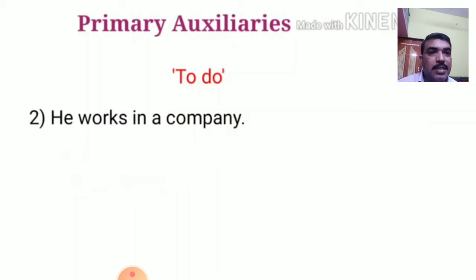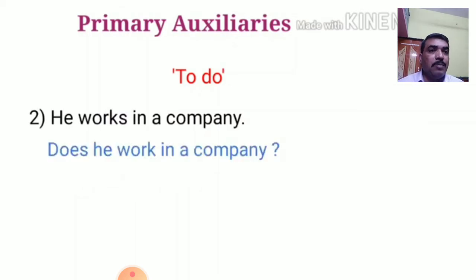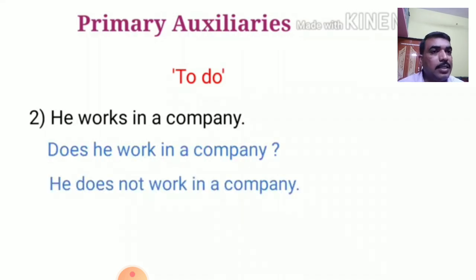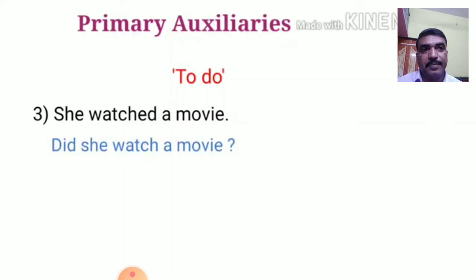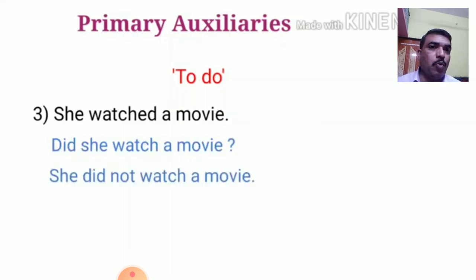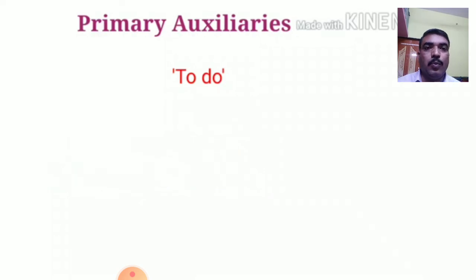He works in a company. Here, the auxiliary is hidden in that. When you ask the question, does he work in a company? That kind of question can be formed. He does not work in a company. When you make a negation or negative sentence from this, you will use does here. She watched a movie. Did she watch a movie? She did not watch a movie. Right? Here in the past tense, did is used. That is the to do verb of primary auxiliary.